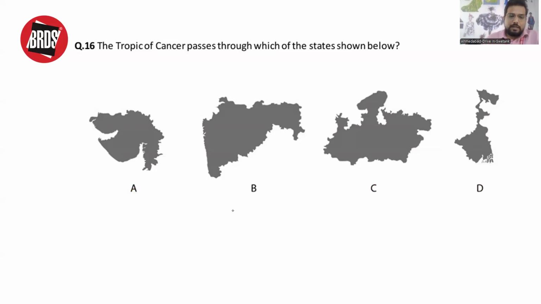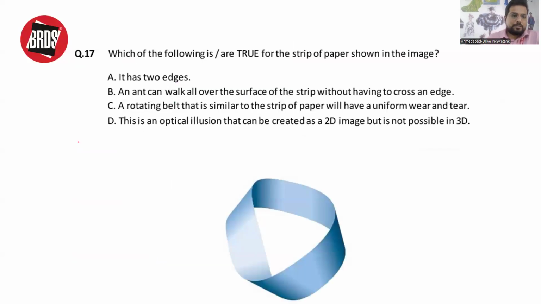Moving ahead to the next question of the same paper. They have given us a strip of paper and they're asking which of the following is or are true for the strip of paper shown in the image. If we think about this particular one, we could very easily get the answer. They have said it has two edges. So if we talk about this, just follow an edge like this.